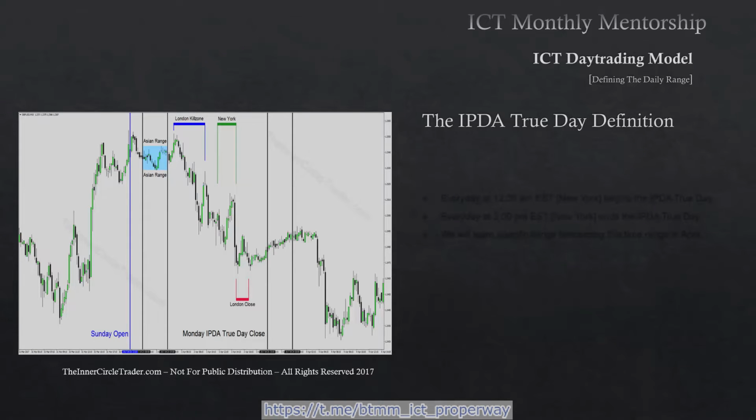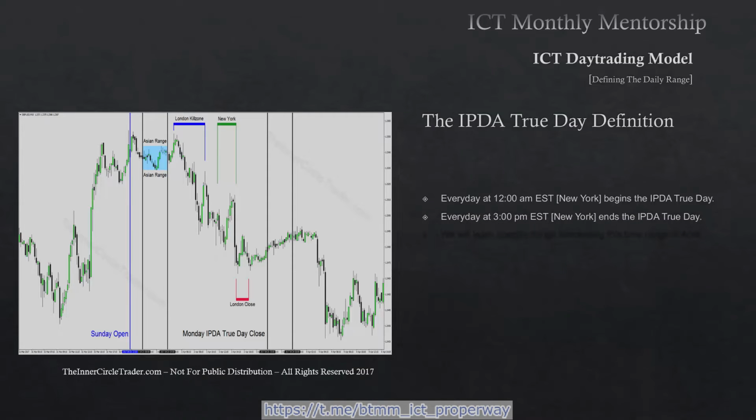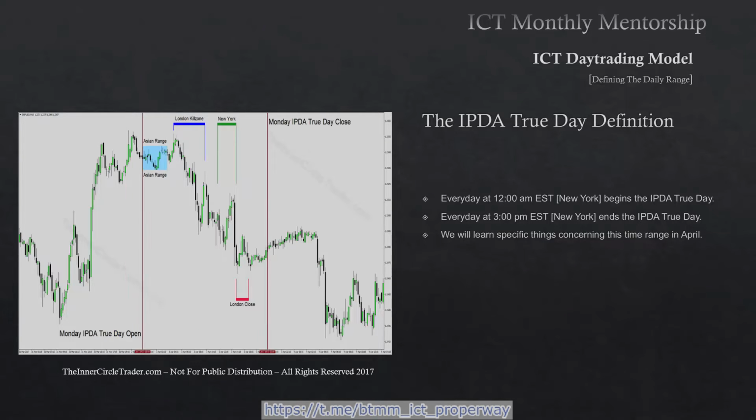The IPTA true day definition. Every day at 12 a.m., midnight, New York time, begins the IPTA true day. This is the beginning of the 24-hour interbank trading day. Every day at 3 p.m. New York time ends the IPTA true day, the 24-hour interbank trading day. We will learn specific things concerning this time range in April. But for now, know that this is the beginning and the ending of an interbank 24-hour cycle.